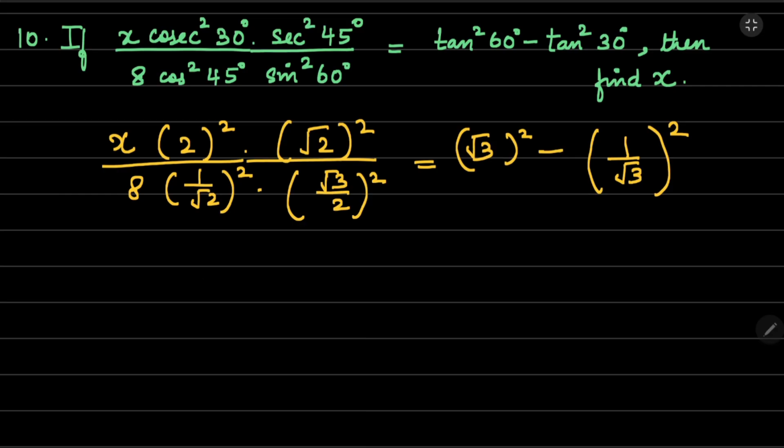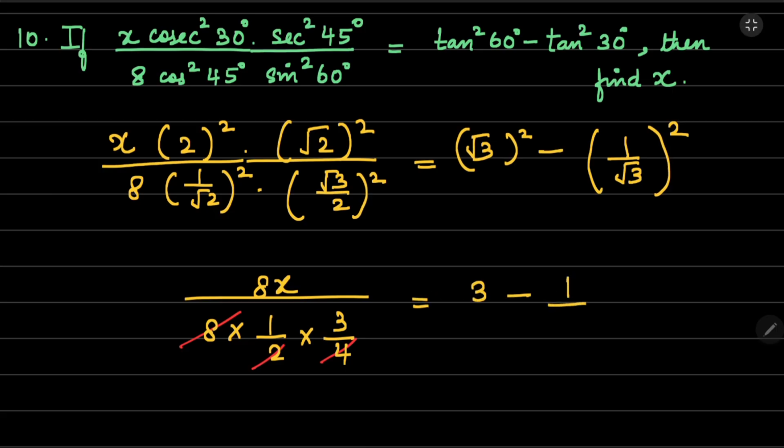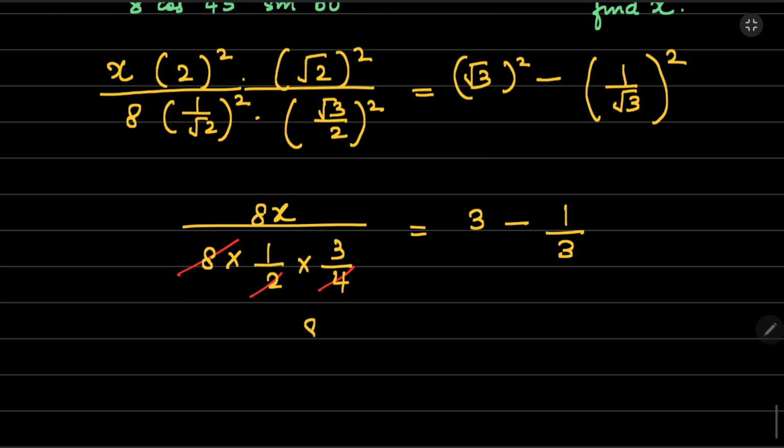So 2 square is 4. 4 into 2, 8. So you are getting 8x divided by numerator 8 multiplied by 1 by 2 multiplied by 3 by 4. So here everything will get cancelled. Yeah, 2 4s are 8. This is equal to, what will you be getting here? 3 minus 1 by 3. Okay, here you will be getting 8x by 3 is equal to, take the LCM as 3. So you have 3 3s are 9 minus 1, which is equal to again 8 by 3.